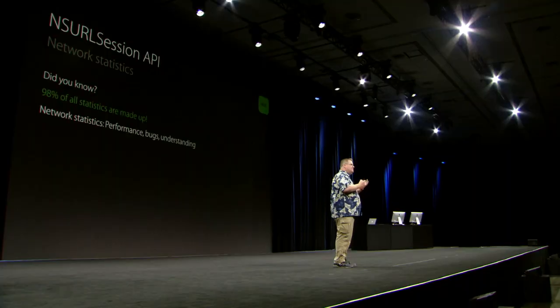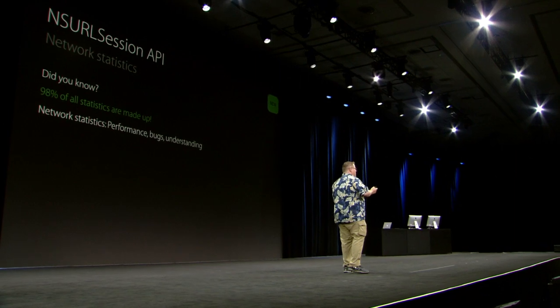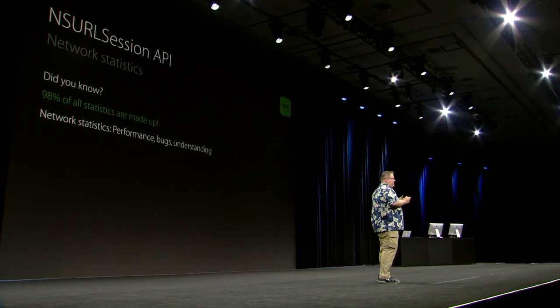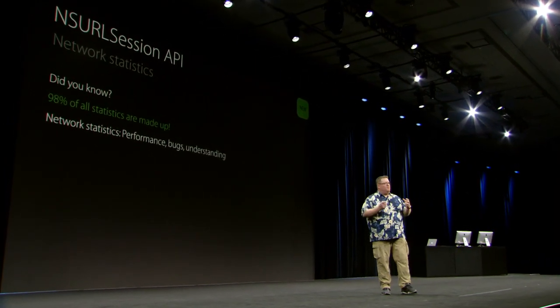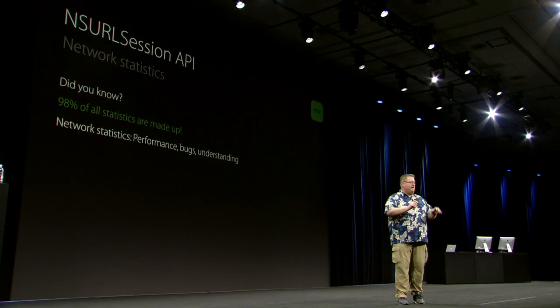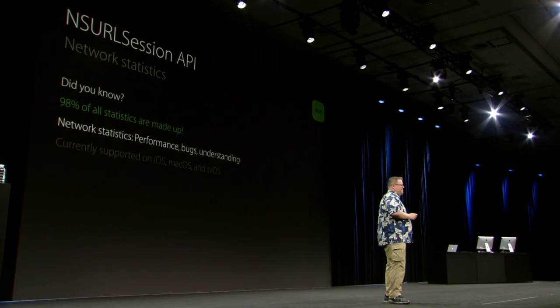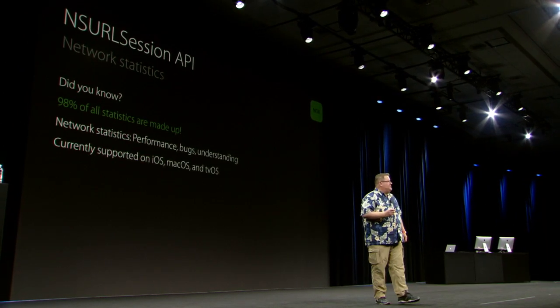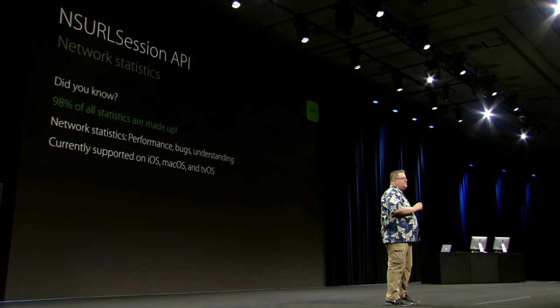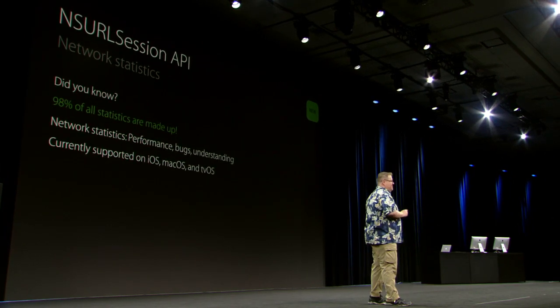Network statistics is about analyzing performance of network loading within your app. It's about finding and fixing networking related bugs, and it's about giving you a better understanding of what your networking is doing inside of your application. Currently, network statistics is supported in iOS, macOS, and on tvOS platforms.